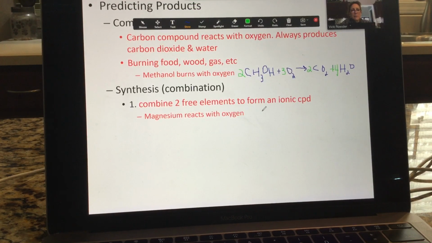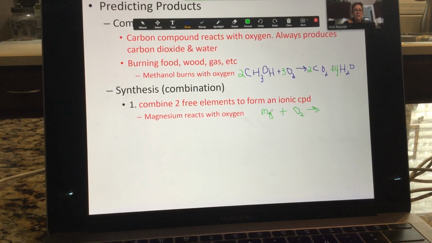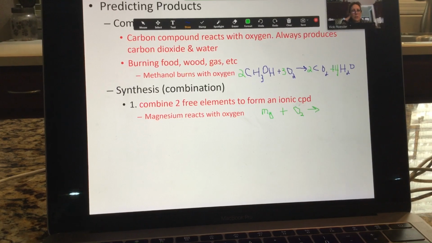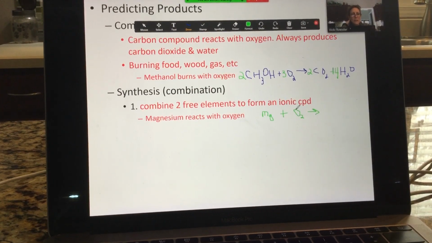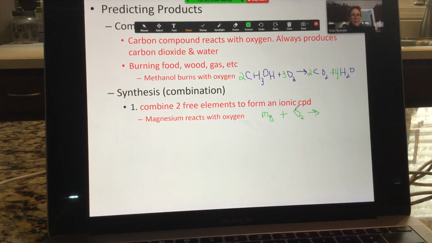So magnesium, and it may also say magnesium metal, but that's just plain old Mg. We're not going to worry about listing our states of matter. And then it reacts with oxygen. And just like up here, oxygen is diatomic when it's by itself. So that's all that the problem gives us. So looking at these, there are 2 individual elements in their natural state.